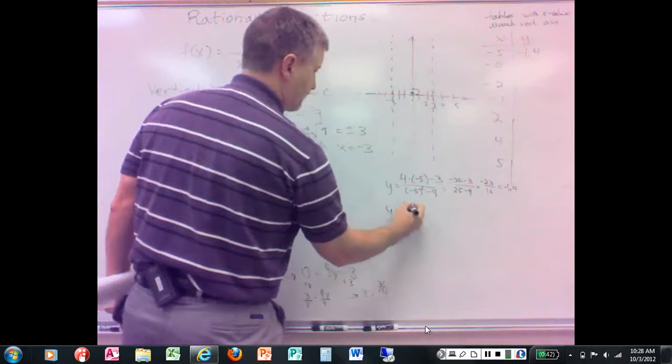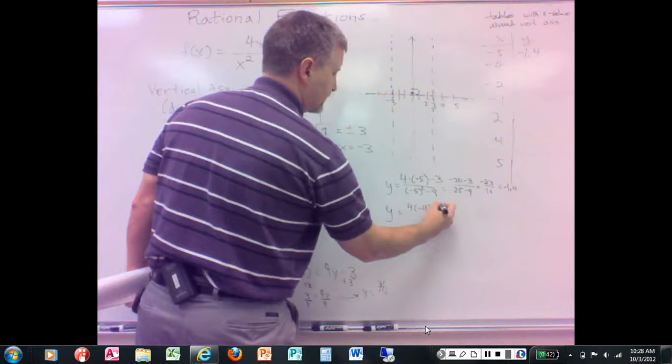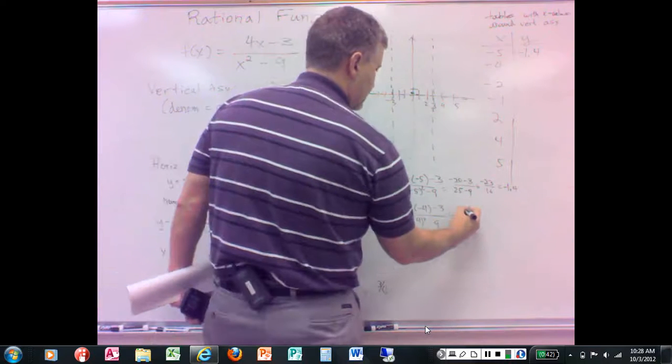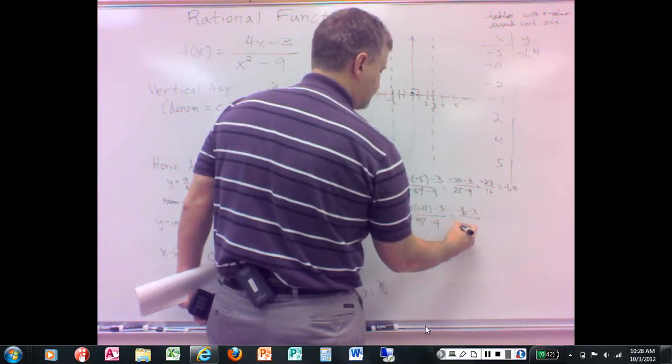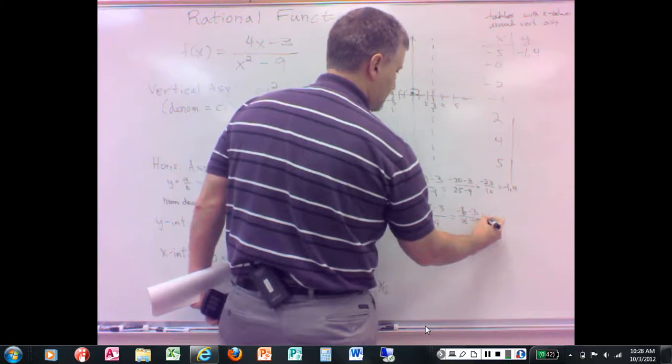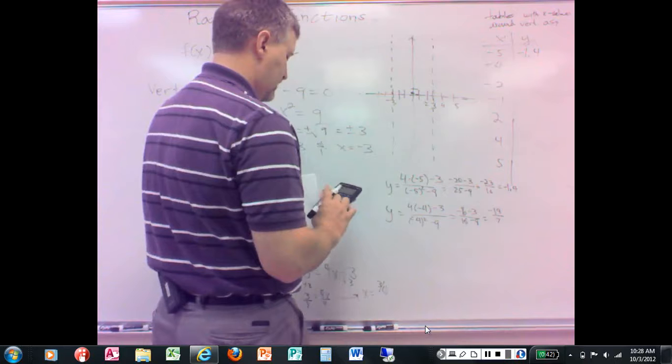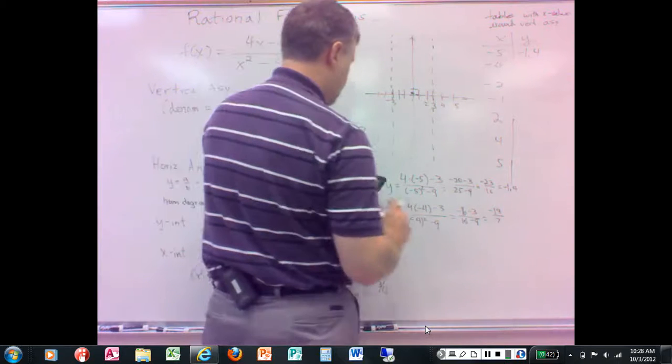x is -4: 4 times -4 minus 3 over -4 squared minus 9. Hey, that's negative 16 minus 3 over positive 16 minus 9. That's negative 19 divided by 7, and that is about negative 2.7.